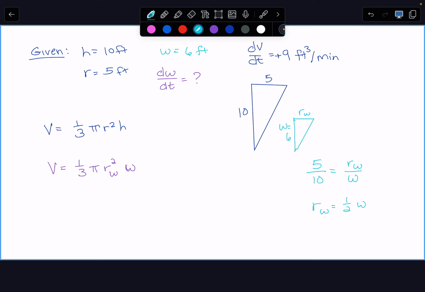And it kind of makes sense. Like if I had a height of 5 feet, I would have a radius of 2.5. Right? It makes sense based on the proportions that you saw there. Okay, so I'm going to pop this over here into this equation. I'm going to say then that V is equal to 1/3 pi times my 1/2 w, all of that squared, times w.